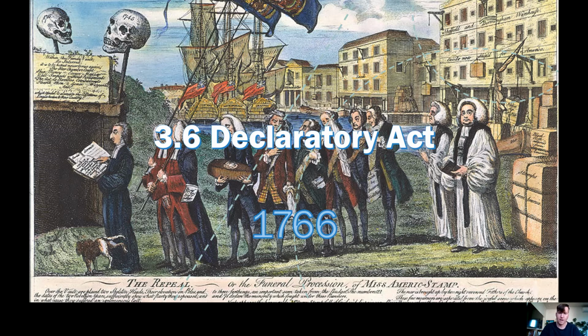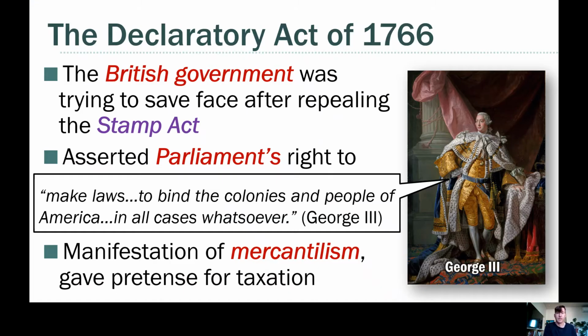Then, after the Quartering Act, Britain issues the Declaratory Act. And just like it says, declaratory, they declare something. And what do they declare? They declare that Parliament has the right to tax the colonies. So, the Declaratory Act of 1766.